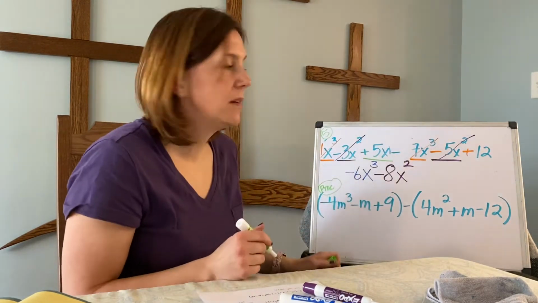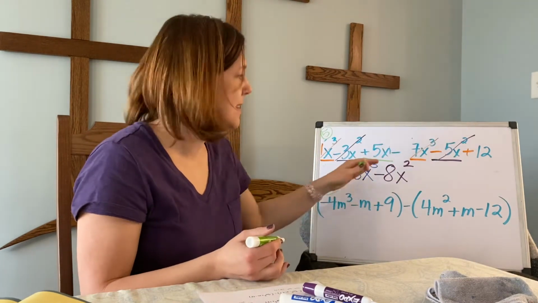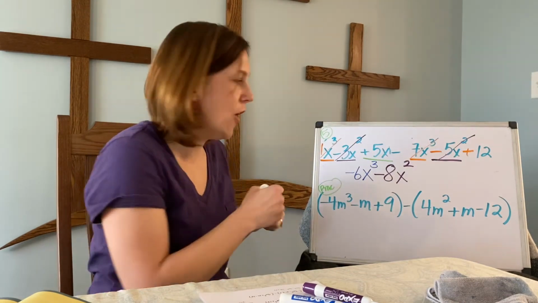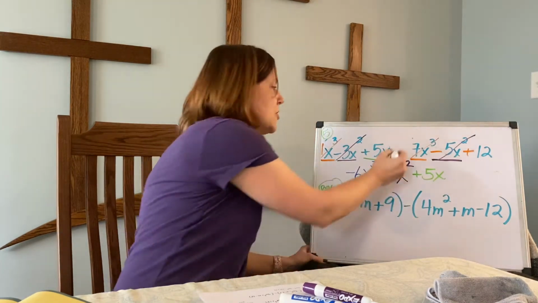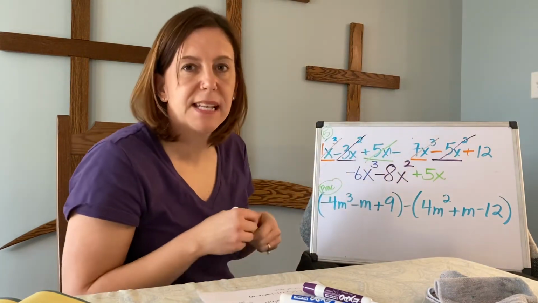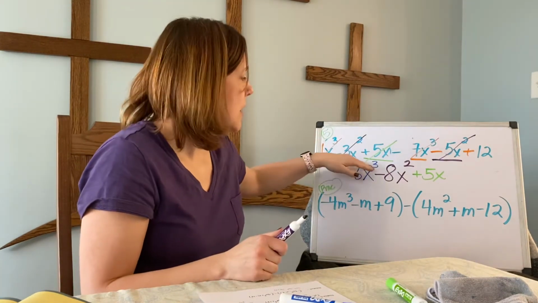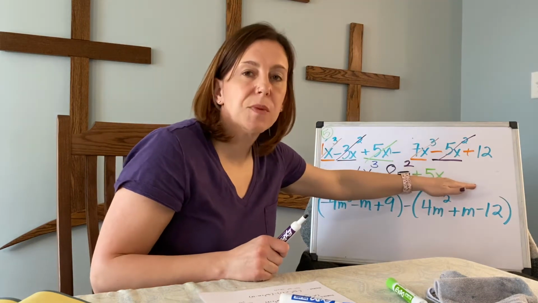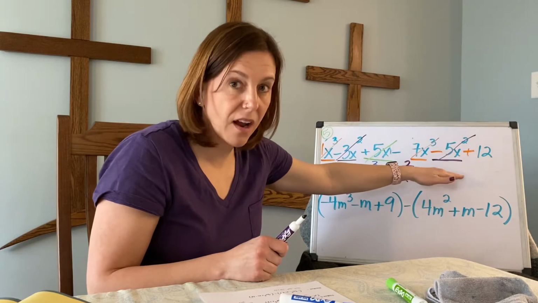But notice, if I look at the rest of my problem, I have no more x's. This guy has no friends, so we're not going to change him at all. He's going to remain 5x. And I'm going to cross him out because I dealt with it. It's done. My last thing, descending order, x cubed, x squared, x. My next one is, remember, that's my x to the 0 because it's not there.